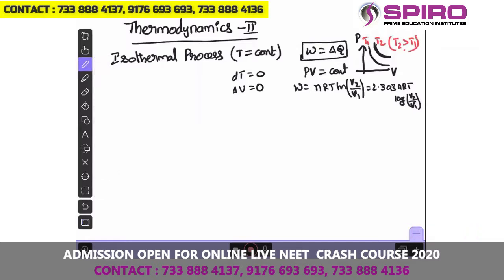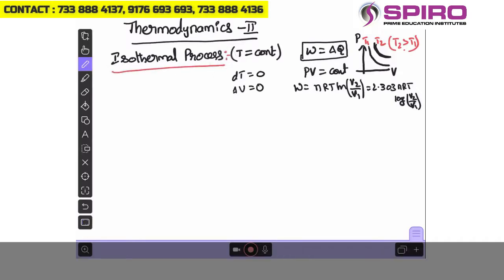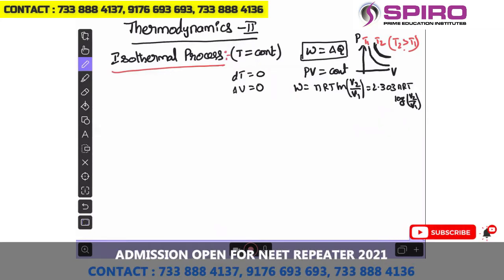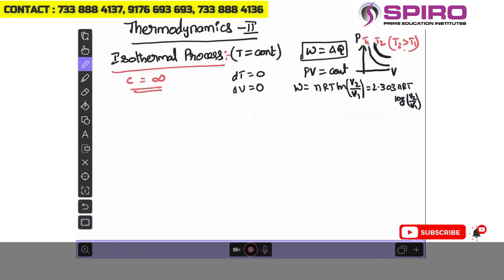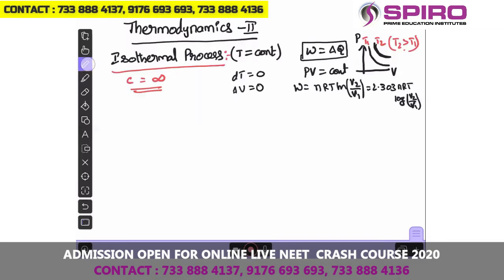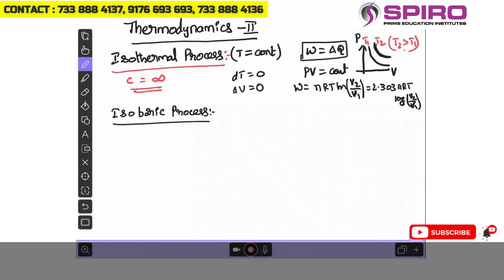Now let us see the details of isobaric process. One more point regarding the isothermal process is the specific heat. The specific heat is equal to infinity in isothermal process. Let us go for one more process, that is the isobaric process. What is the isobaric process? In the isobaric process, the pressure is constant.